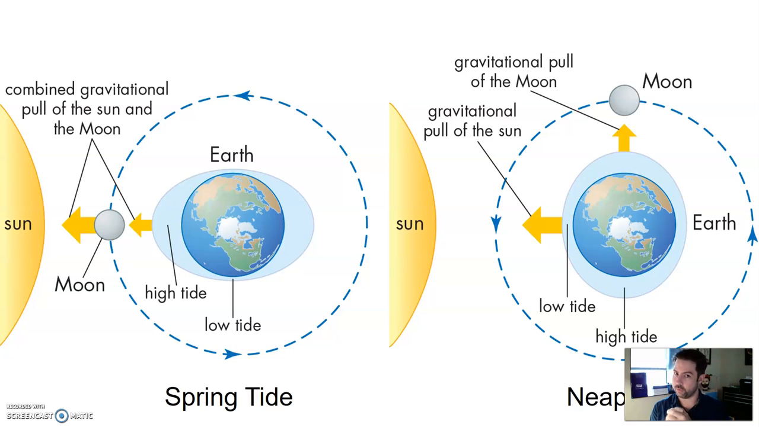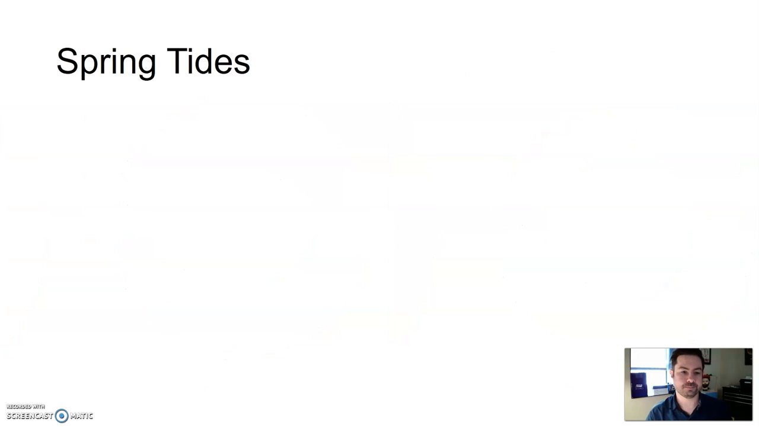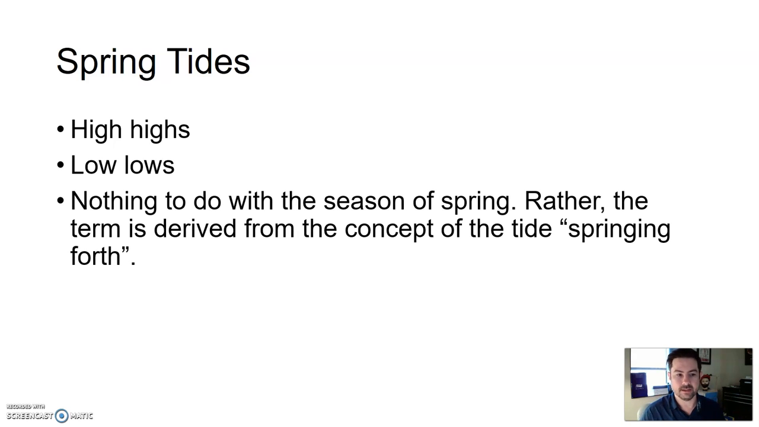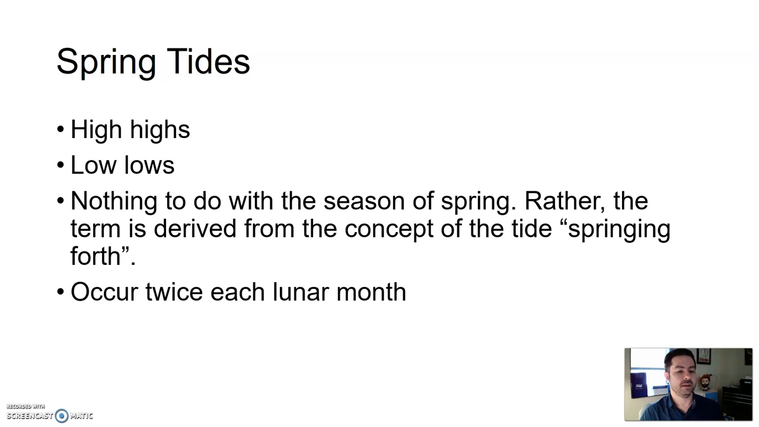So it actually has a bigger gravitational pull on the ocean water, thus a bigger influence on tide than the sun. The sun is much larger than the moon, but it's much further away. So its gravitational pull is actually much less than the moon. So spring tides, this is when you get the highest of high tides, you get the lowest of low tides. It has nothing to do with the season of spring, rather the term is derived from the concept of the tide springing forth. So the highest highs and the lowest lows occur twice each lunar month.